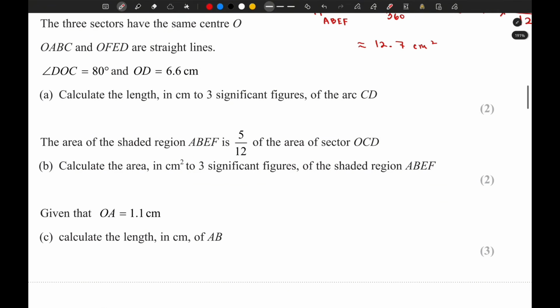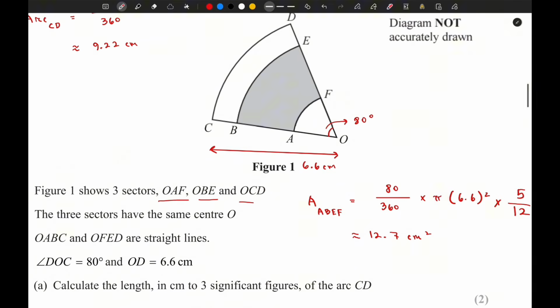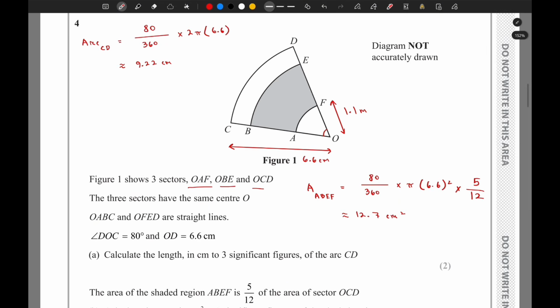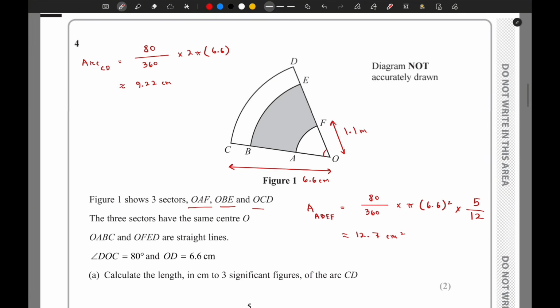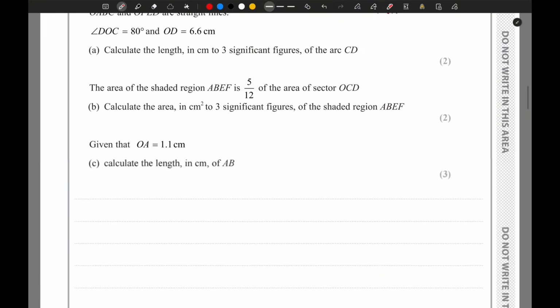Now given that OA is 1.1, this length is 1.1. So that's 1.1 centimeters. Now we just need to calculate the length AB. In order to calculate the length of AB, we can calculate the length of OB. So let's see how we can do that.